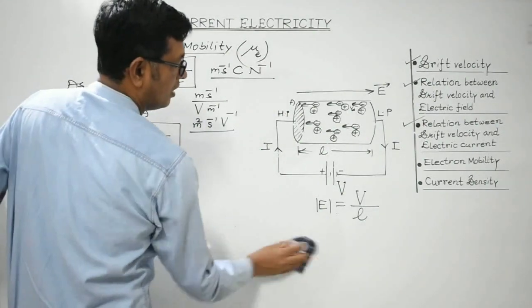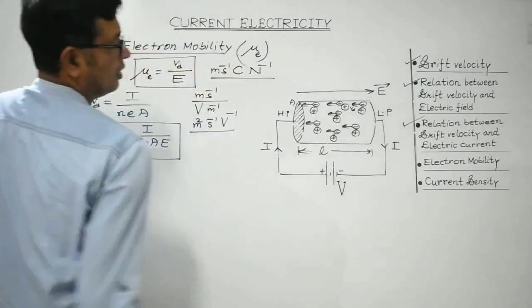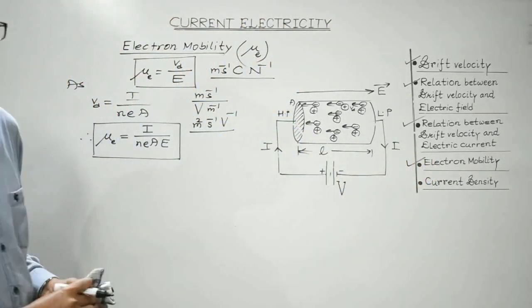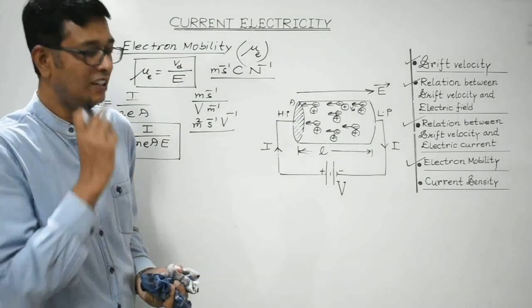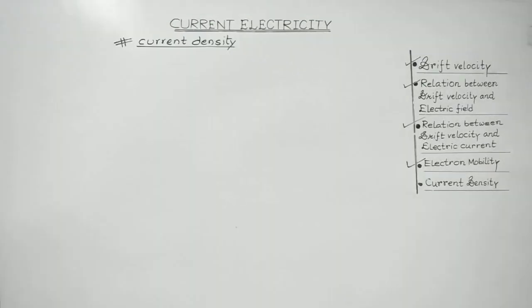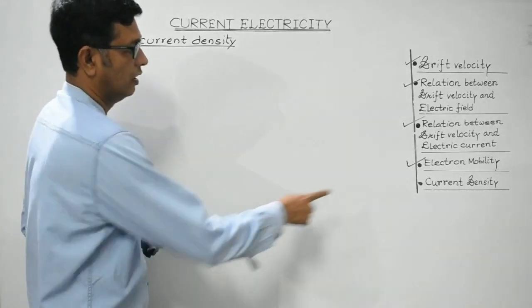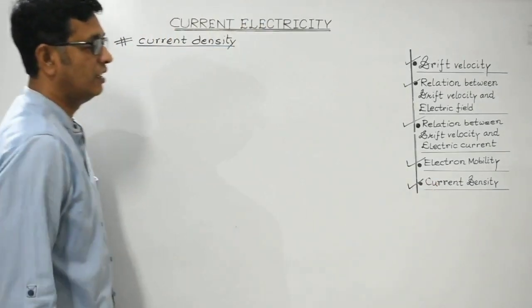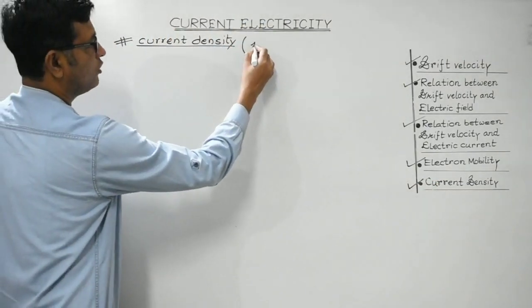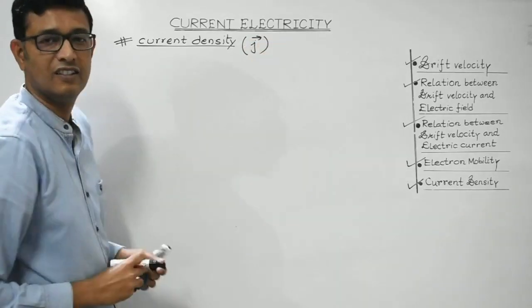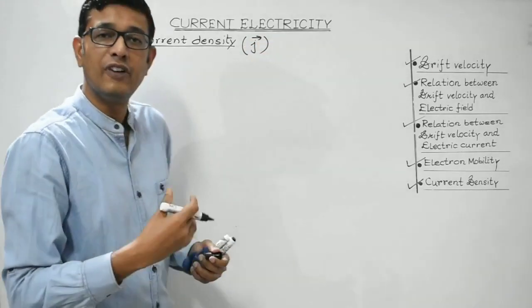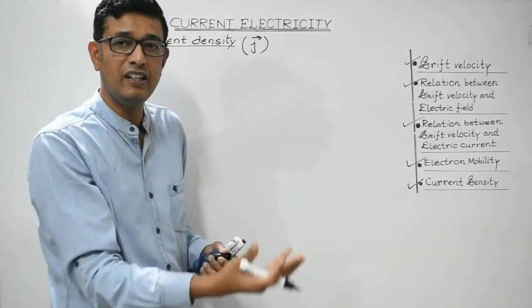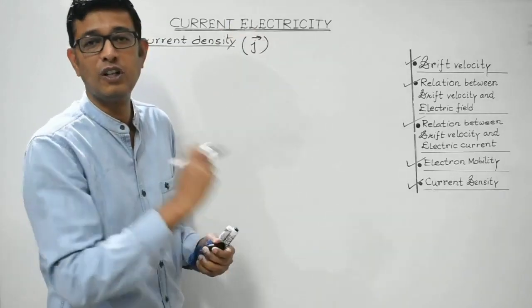Okay. Now, in order to conclude this session, let's deal with the last topic, that is current density. Again, density per unit area. So students, the last topic left is current density, so let's discuss this particular term. Current density is denoted by J vector. It's a vector quantity, and it is defined as the current flowing through any section of a conductor per unit area in a direction normal to the area.